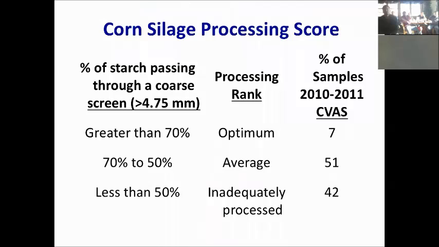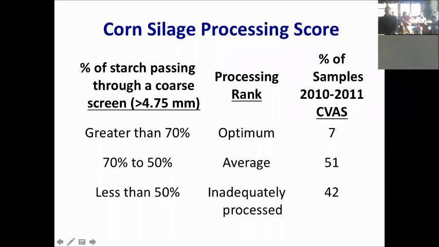Now, once we get past the pericarp and we get down to grinding of corn, of course, with corn silage, the big thing is corn silage processing score. And so one of the things that we have to deal with is that kernels of corn in our corn silage, if they're not cracked and crushed adequately enough, we're not going to get good digestibility. So the CSPS score, which was developed by Mertens at the Forage Lab, basically gives you a ranking of optimum, average, or inadequately processed corn silage.